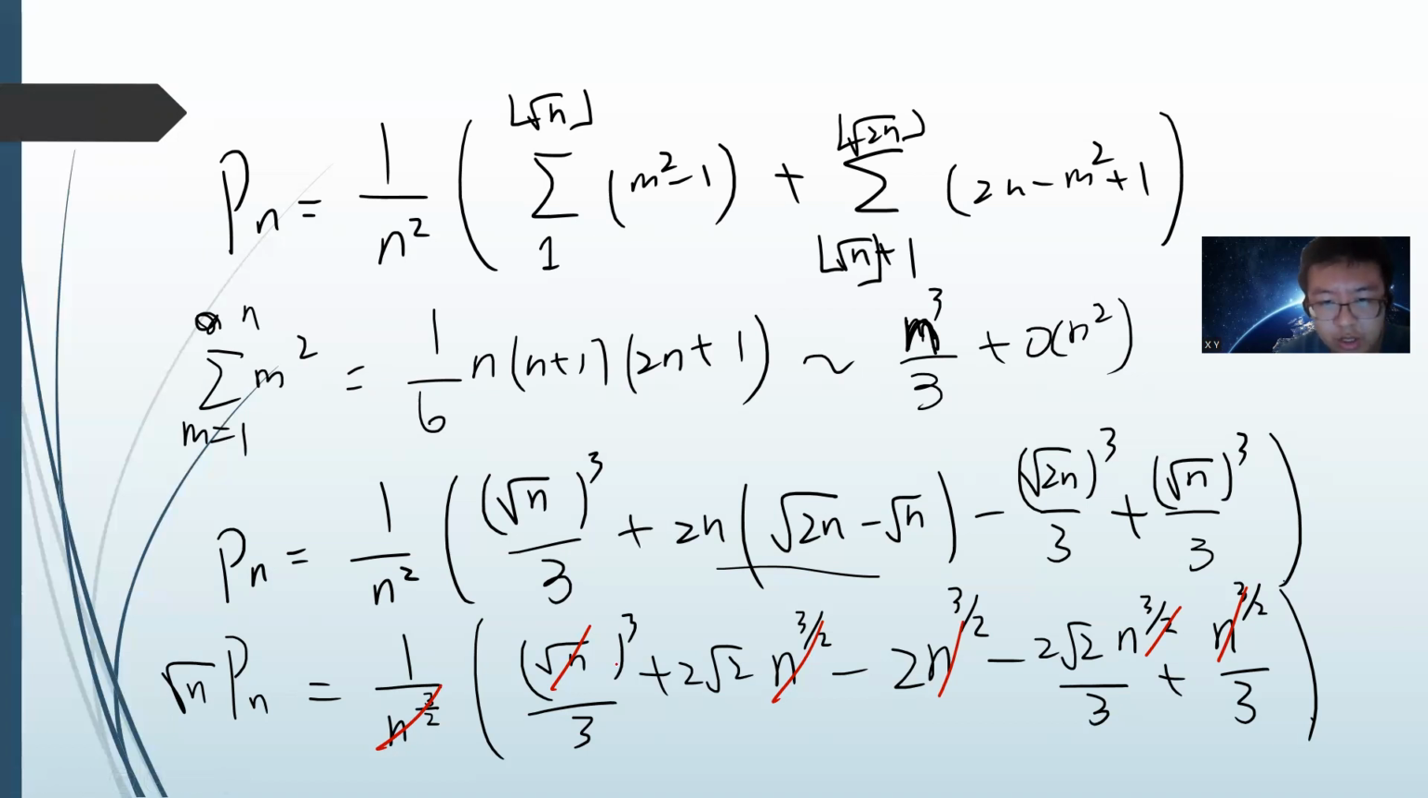So the final result: 1 divided by 3 plus 2 square root of 2 minus 2 square root of 2 divided by 3 plus 1 divided by 3. Taking the common denominator 3, we get 4 square root of 2 minus 1 divided by 3. So the answer should be 4 square root of 2 minus 1, divided by 3.